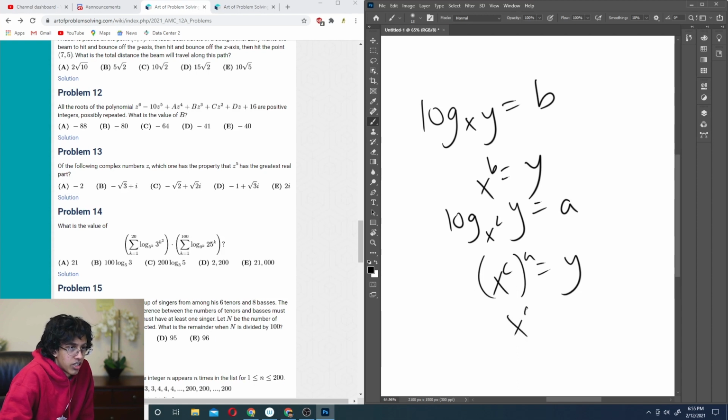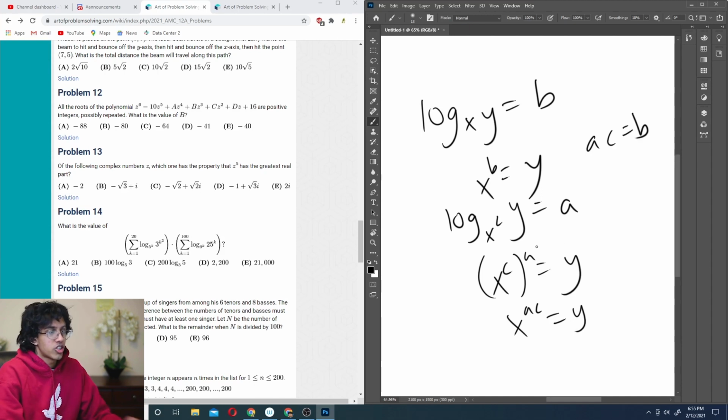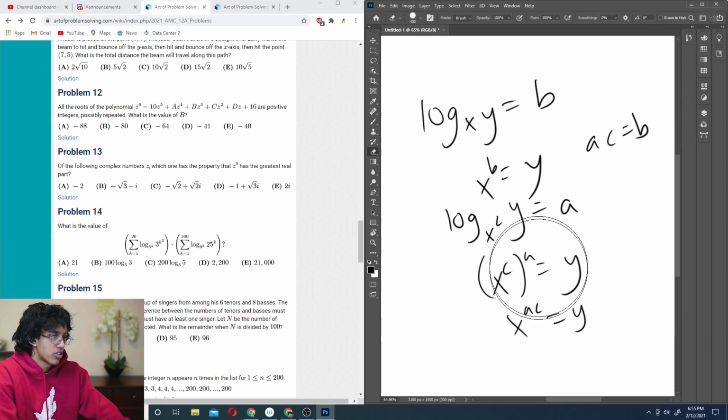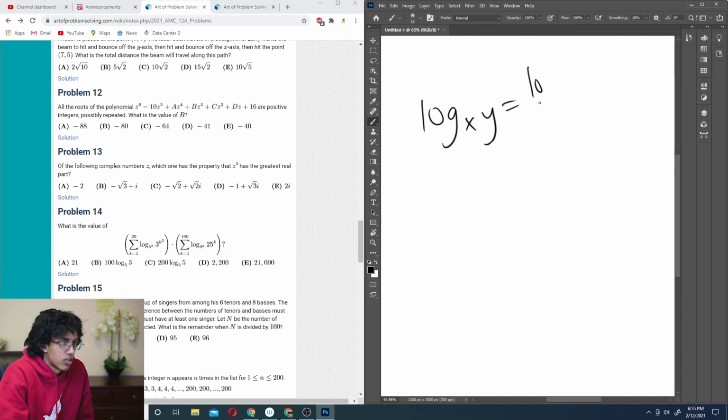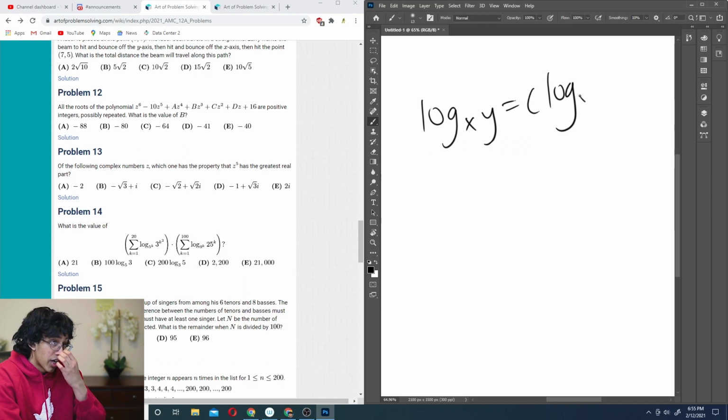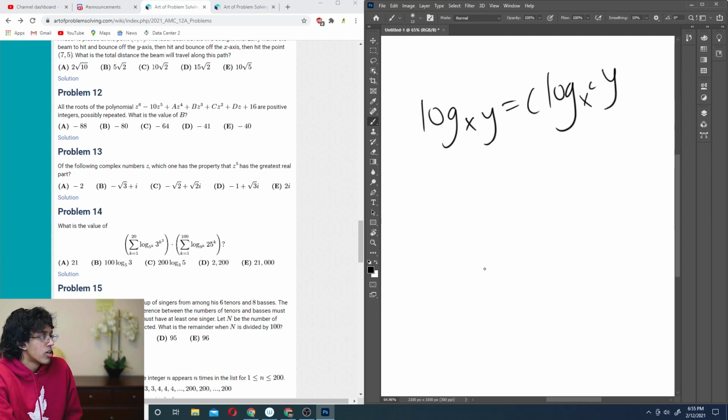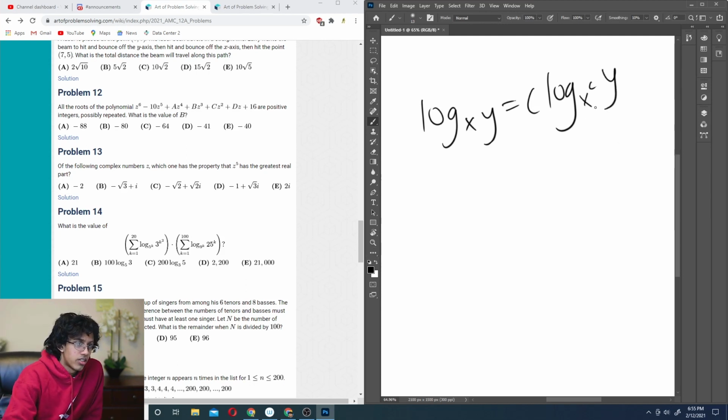So essentially x to the ac is equal to y. So that basically means that ac is equal to b. So essentially that says that if we want to get from b to a, we had to multiply or divide by c. So if we write this as a formula, we get c times log x to the c of y, right? So in this case, we could divide, or sorry, what? Oh yeah, okay, so you divide by c.